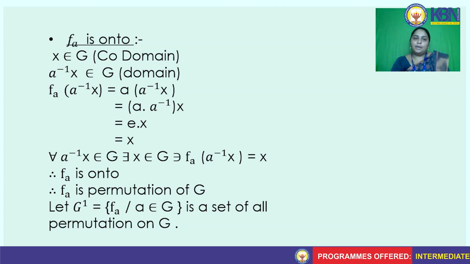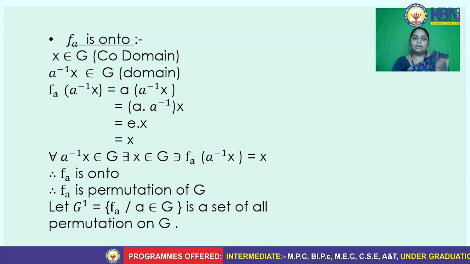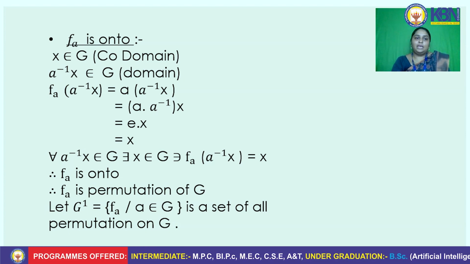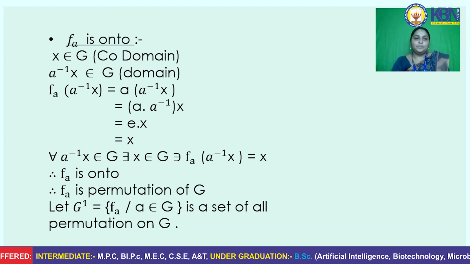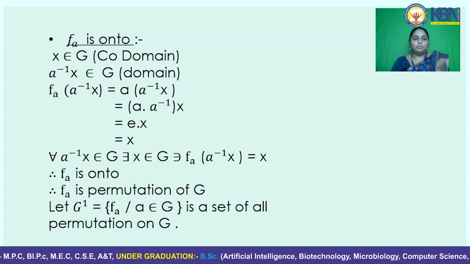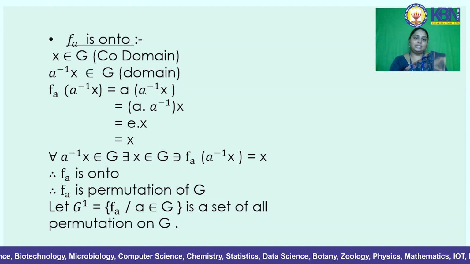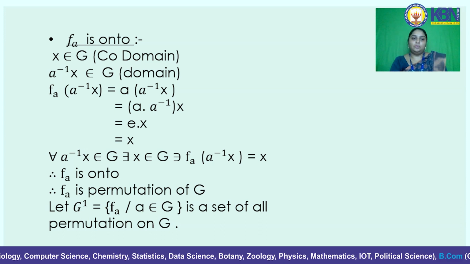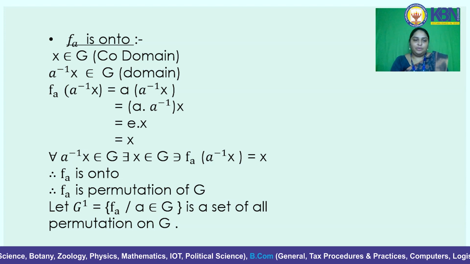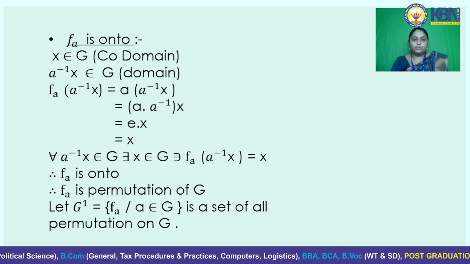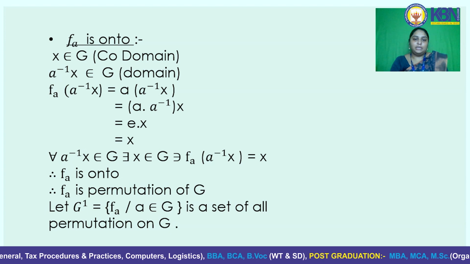Also G is a group. By the existence of identity property, a into a inverse can be written as e and e into x can be written as x. Therefore, Fa at a inverse x is equal to x. That is, for every element in the domain, there exists an element in the codomain with the mapping. That is, for every a inverse x belongs to G, there exists some x belongs to G such that Fa at a inverse x is equal to x. Hence, the mapping Fa is onto. Previously, we proved that Fa is one-one and Fa is onto, and the mapping Fa is from the same set G to G. Therefore, Fa is a permutation of G.